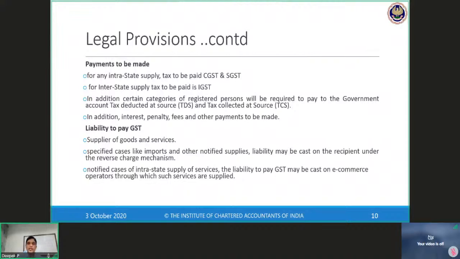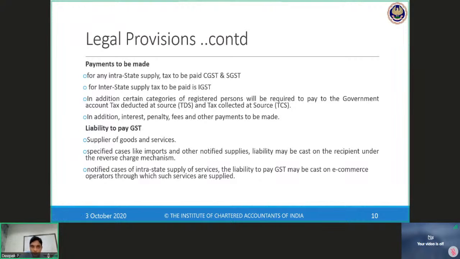GSTR 1 and 3B have to be filed within the 10th and 20th. GSTR 1 on the 10th, GSTR 3B on the 20th. If you delay in those filings, then you have fees which have to be paid, right? And any other payments, it can be any other payments which have to be made. All of these things are paid through your electronic cash ledger. Now, liability to pay tax arises in 3 ways.